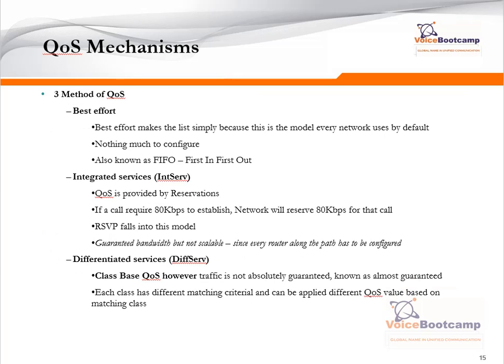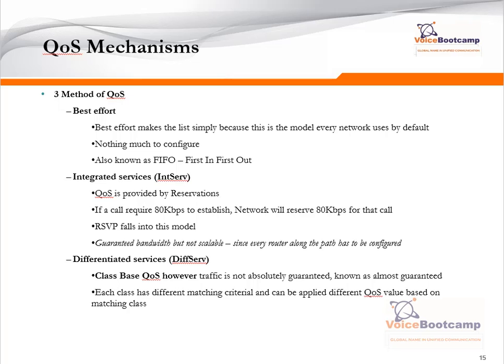The three methods of QoS mechanism are best effort, integrated service, INTSERV, and differentiated service, DIFFSERV. Best effort makes the list simply because this is the model every network uses by default. Nothing much to configure. Traffic comes in and traffic goes out, first in, first out, known as FIFO.